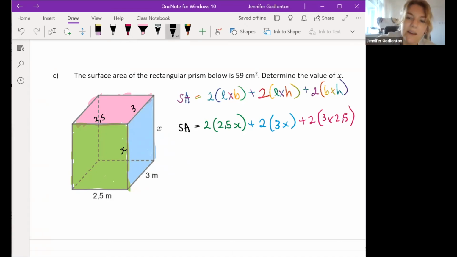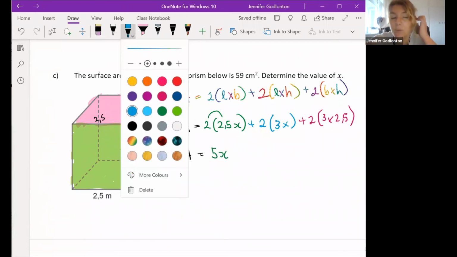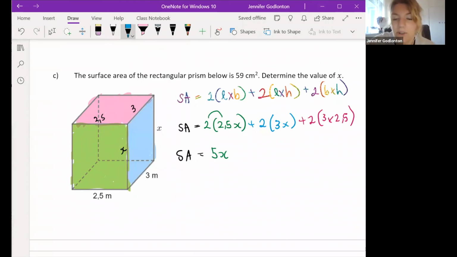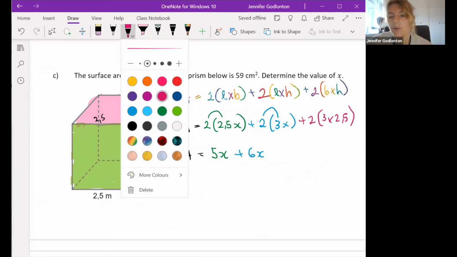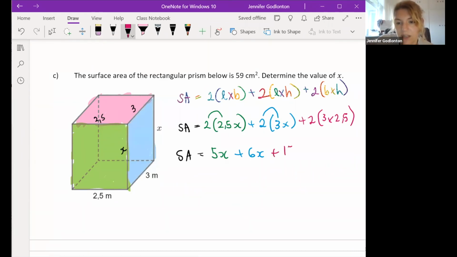Now from here, I need to work out each one of these separately. So 2 times 2.5x is going to give me 5x. That's just our normal distribution. We haven't done this since term 1, but it's good practice, especially for some of you who are writing the exam soon. 2 times 3x gives us our 6x over here. And then all of that pink, we can actually chuck that whole thing into the calculator. So we're going to say 2 times 2.5 times 3, and that's going to give us 15. So we're going to say plus 15.